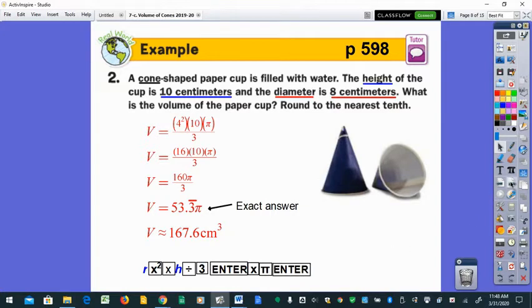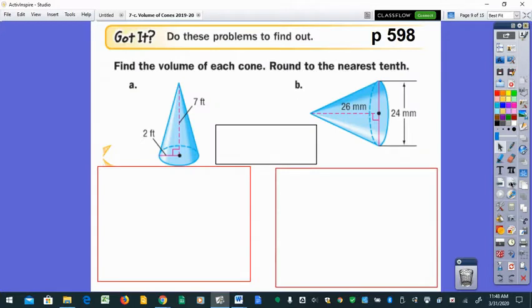I'm going to move on. We're going to just do 2 more examples, and then I think you'll be ready to give it a go on your own. So what I'd like you to do is to pause the video right now and try to find the volume of both of these cones. And in a second, we will come back and see how you did.